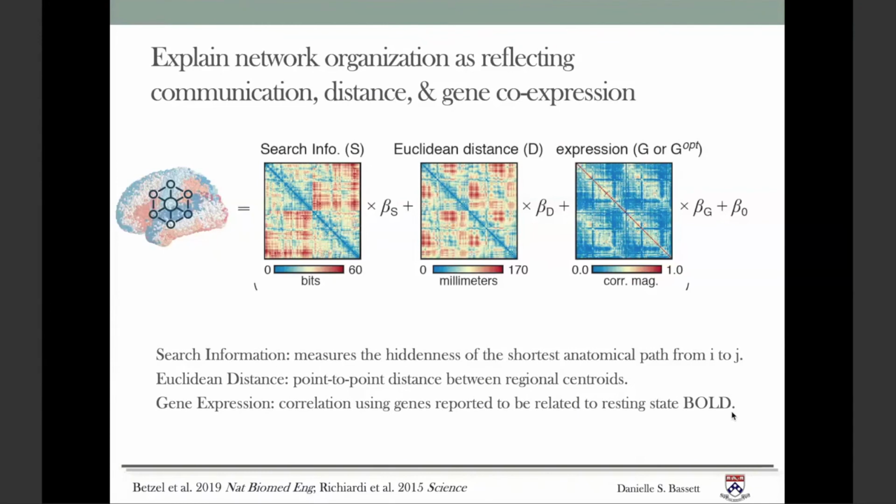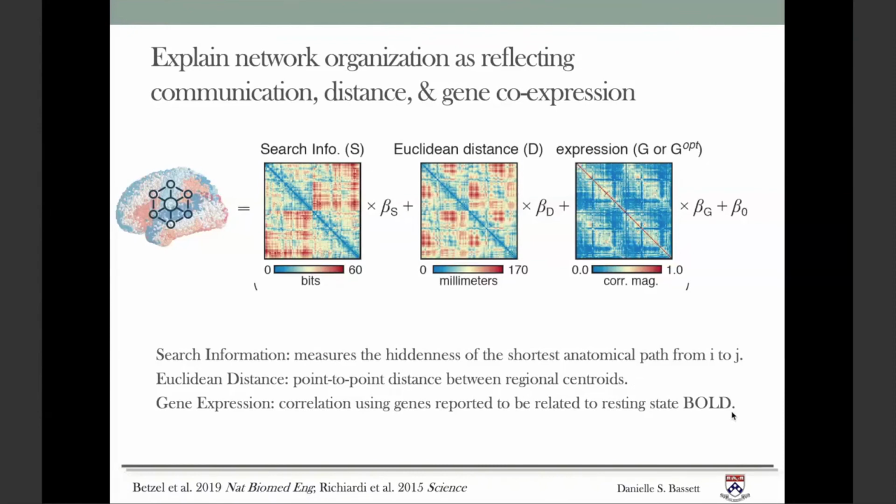And then probably the next simplest is this one, search information. So this is actually from diffusion weighted MRI from a large healthy cohort. And we perform deterministic tractography on that diffusion imaging data and then calculate the search information, which is basically a measure of the hiddenness of shortest anatomical paths from region I to region J.